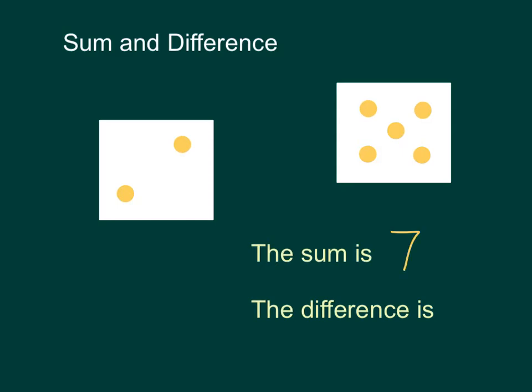So for this one, the sum is 7, because 5 and 2 is 7. And the difference is 3, because 5 take away 2 is 3.